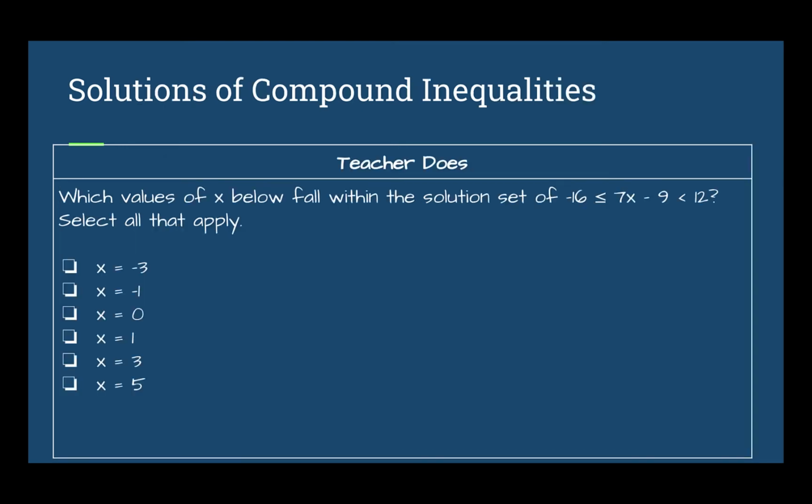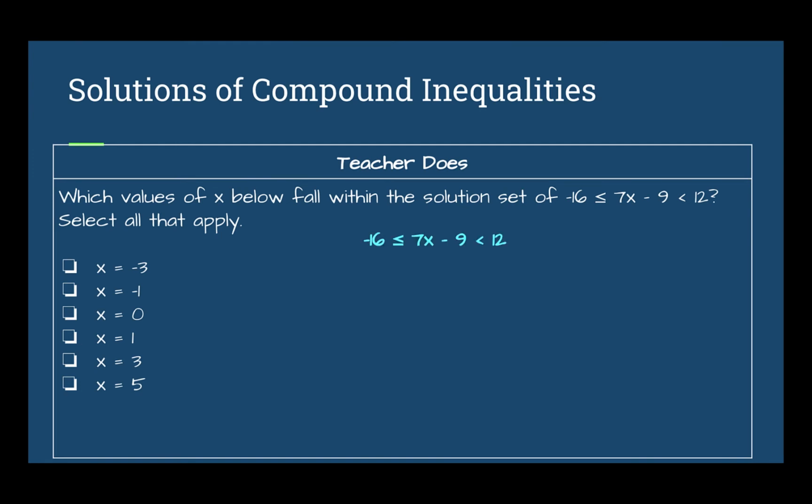Finally, let's look at how some solutions fit into this. So which values of x below fall within the solution set of -16 is less than 7x minus 9 is less than 12? Select all. So there's 2 parts to this problem. Let's ignore our answer choices for now.